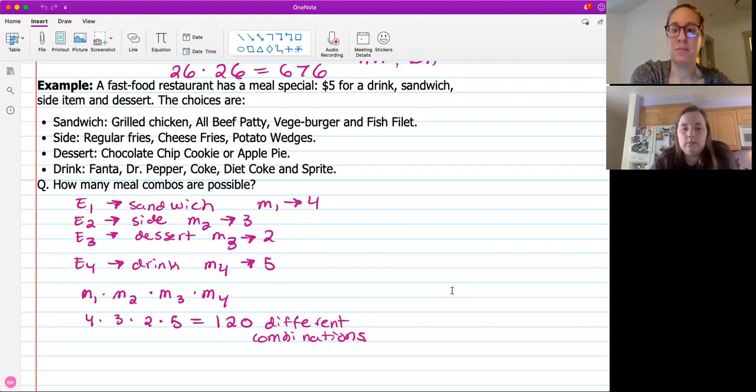Yep. License plates are a big one too. Yeah, phone numbers, license plates, definitely. So that is about it.